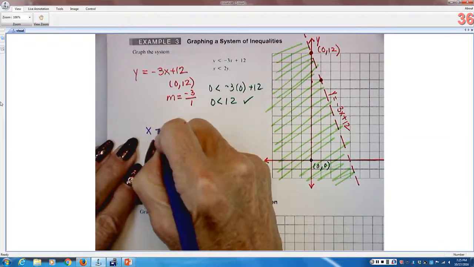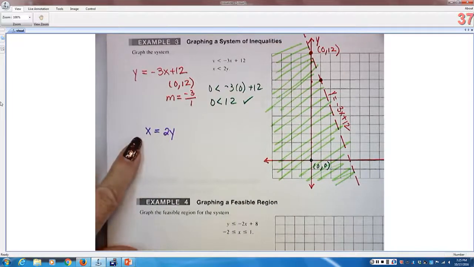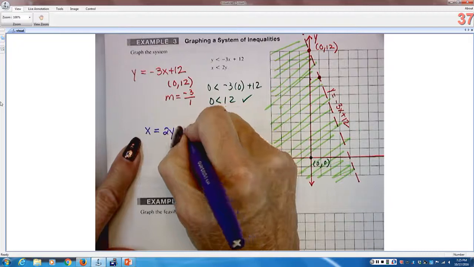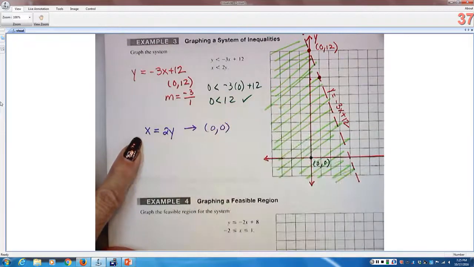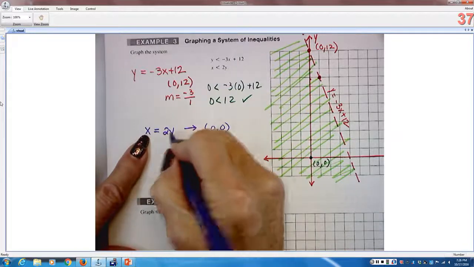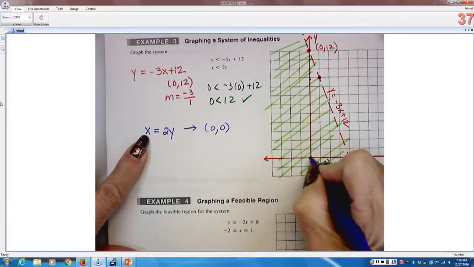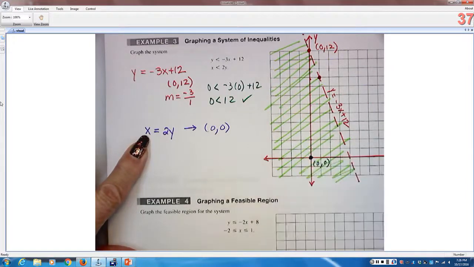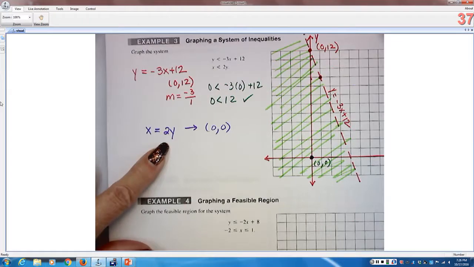x equals 2y. And right away, you're going to notice that your favorite test point, 0, 0, is going to be on that boundary line, because 0 is equal to 2 times 0. So you're not going to be able to test 0, 0. Although we do know that it's on the line now. We can pick a different value for y and figure out what x is.